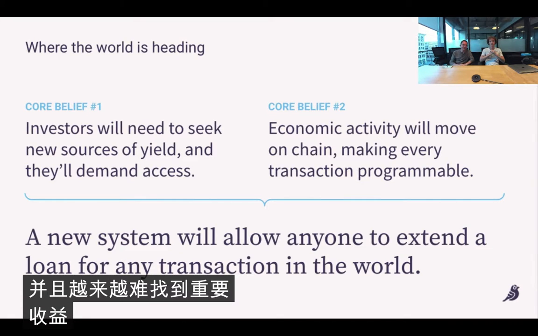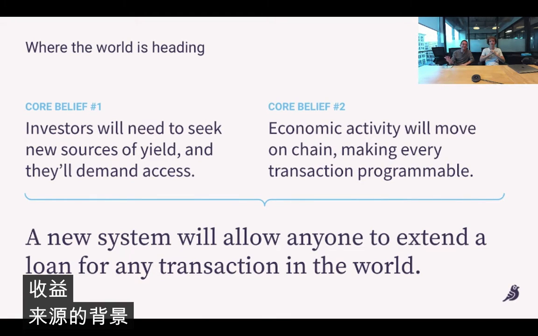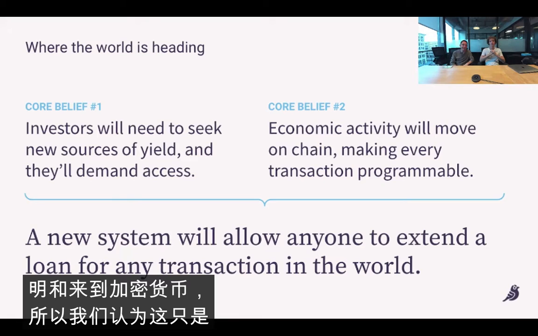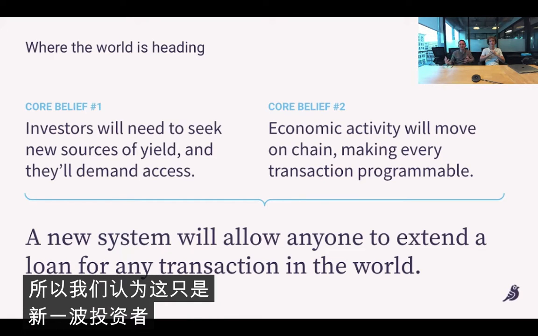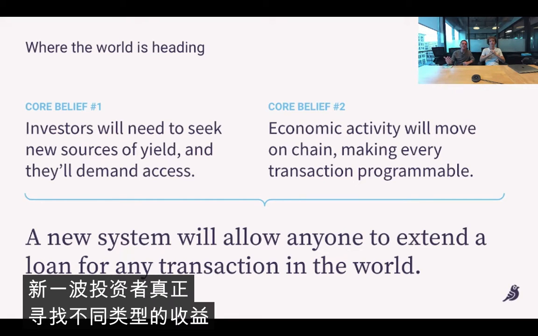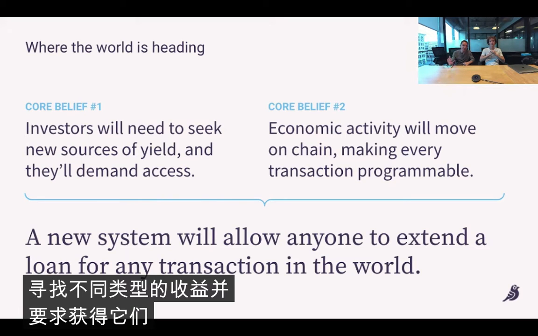We already see examples of investors demanding new sources of yield, such as all of the craze around yield farming and coming to crypto. And so we think this is just the beginning of a new wave of investors really looking for different types of yield and demanding access to them.